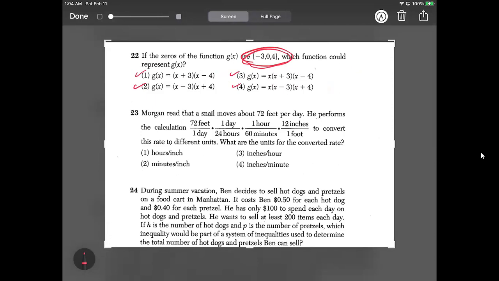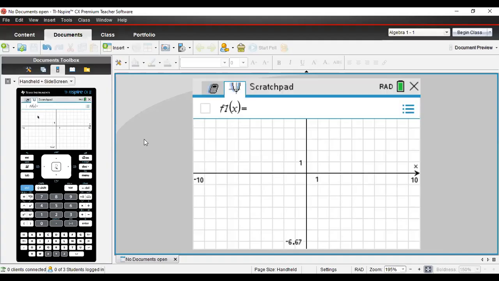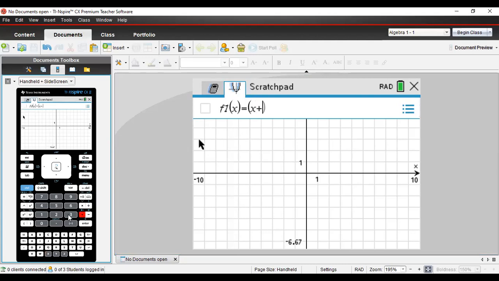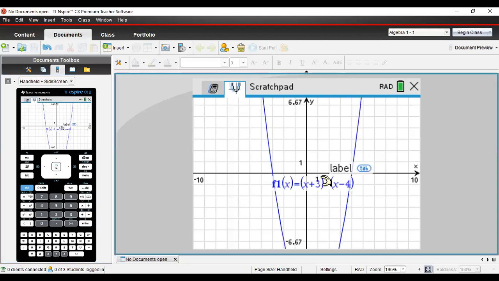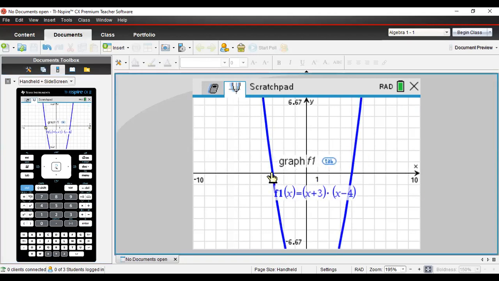So we're going to use the graphing calculator. We go to graph, and then we enter the first one. It's going to be x times the quantity x plus 3, and then x minus 4. Then I press enter. You can see the zeros are here. This is -3, and this is +4. So it has 2 of the zeros, but it doesn't have a zero at 0. So this is not the answer.